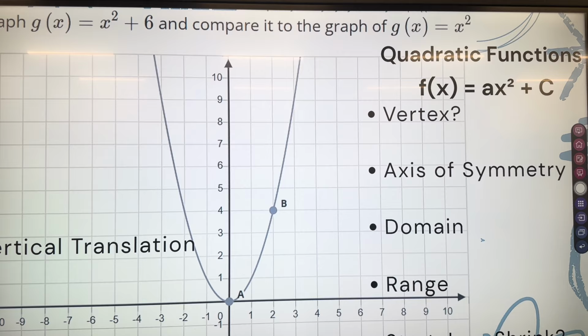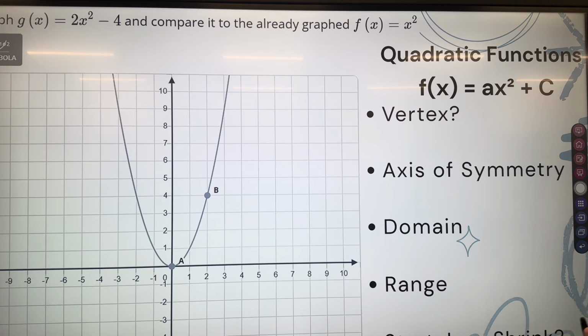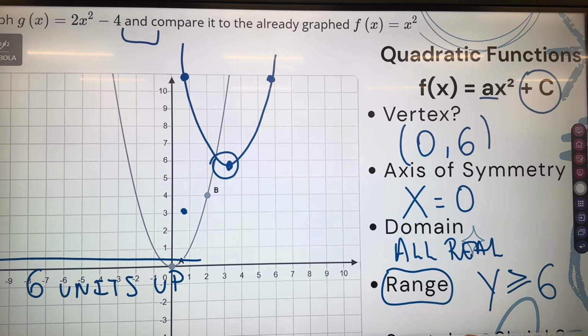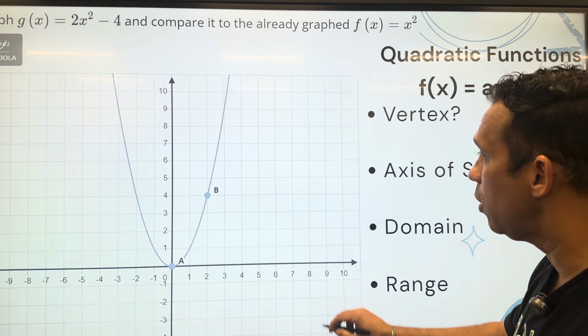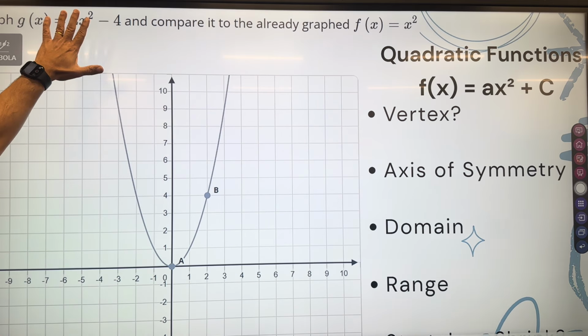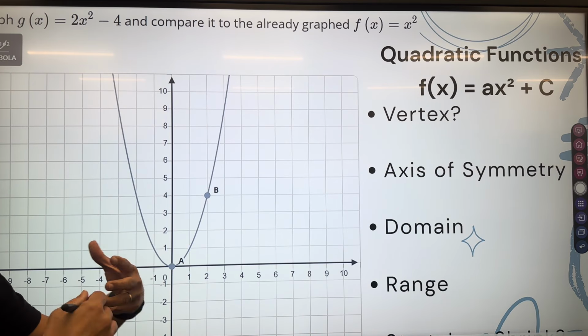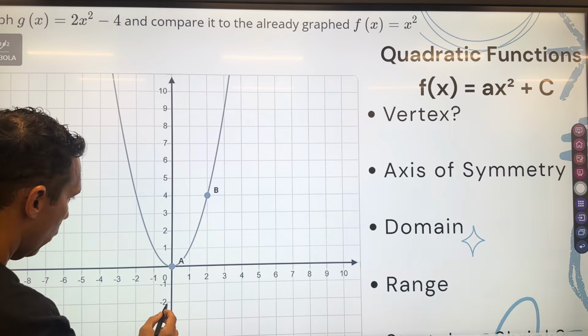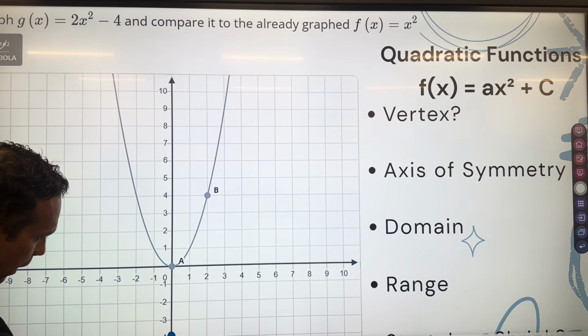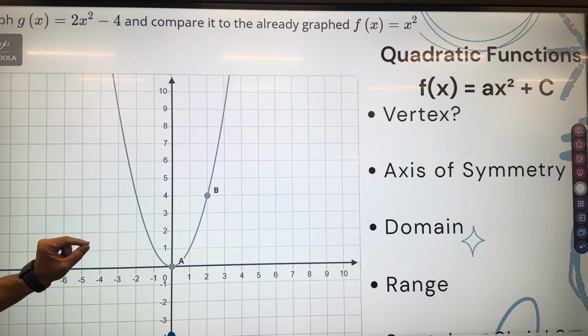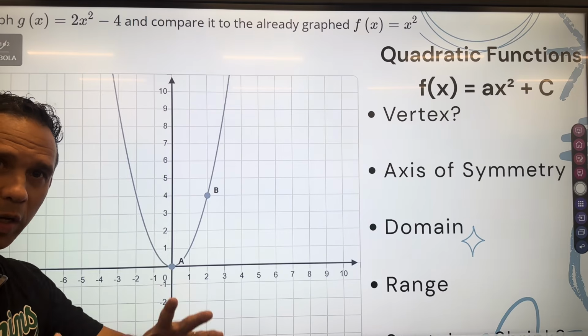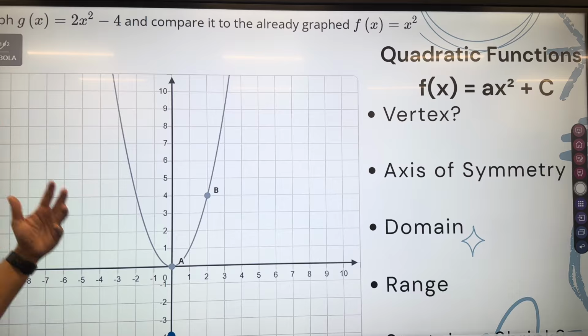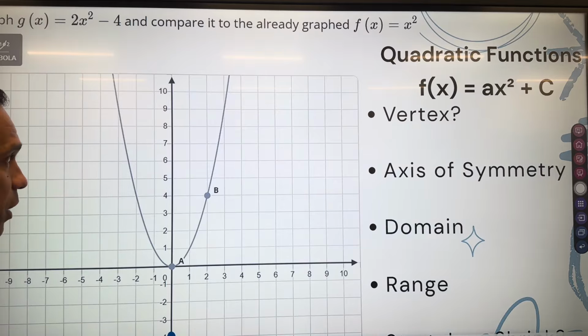But let's say we have this case where a is not 1. The first step, we take the parent function and go 4 down, exactly like here. From this point, we now need to get a second point. Let's call x equal to 1 because it's easy.